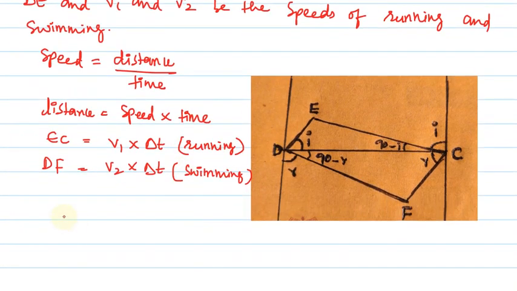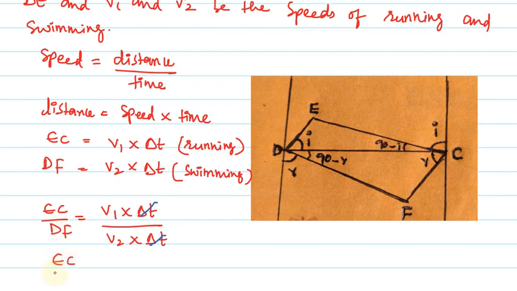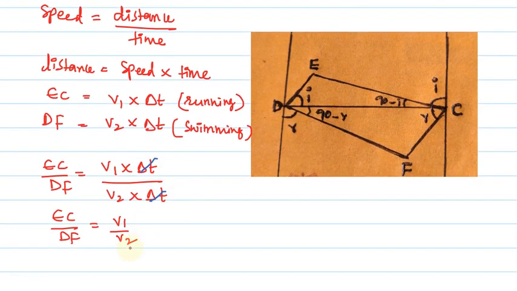Okay. So if we divide EC upon DF, we can write it as V1 into delta T upon V2 into delta T. So here we can cancel delta T and delta T. So finally we can write from this relation that EC upon DF is equal to V1 upon V2. Okay. From relative refractive index.